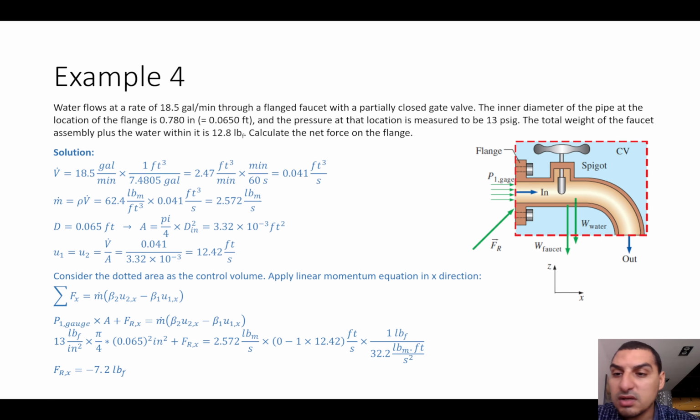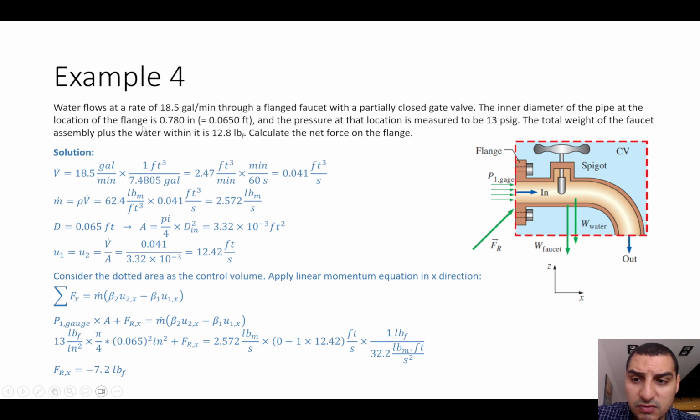Okay, we have one more problem here where water flows at a rate of 18.5 gallons per minute through a flanged faucet. So this is a flanged faucet. Flanged means that it has a flange, some part of the faucet that has holes, so that the nuts or the bolts can go through this and fix it to the wall or whatever the thing is that it is fitted to.